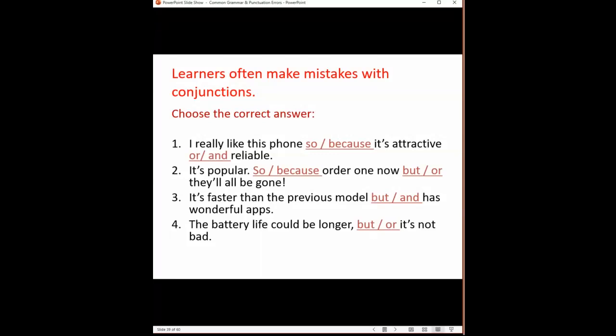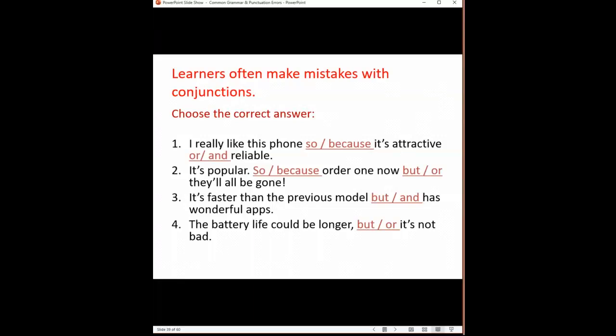Great. So here we have the choices, either to order or to lose. So this is like marketing a product or something. And you always face this. So they give you the choice. And here: it is faster than the previous model, and has wonderful apps. So we have a positive point of view about this model. It says it is faster than the previous model. What should I use, but or and? Another clause, has wonderful apps. So I have something also positive about this device.